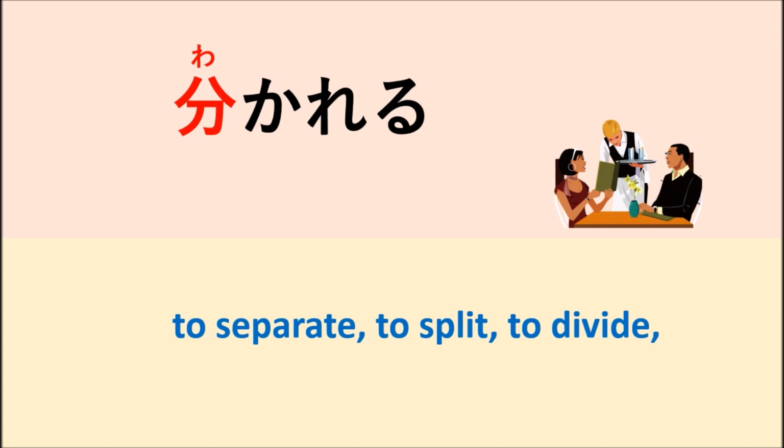分かれる means separate, or split, or divide. You use this word when, for example, you go to study, and after you graduate, everybody will separate to go each their own way, to another place. So you say 分かれる, this means separate. For example, Mr. A goes to an IT company, and Mr. B becomes a doctor, right? So in that case we can say 分かれる, 分かれます.